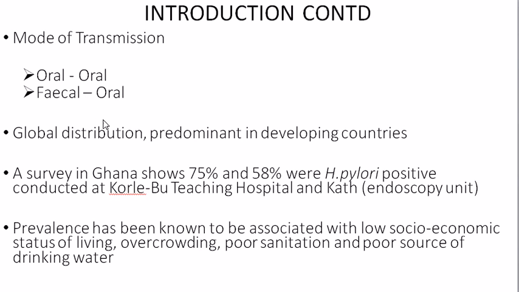And the disease has been known to be predominant in developing countries because in developing countries we have low socioeconomic status of living. Overcrowding is a problem. We have poor sanitation and poor source of drinking water, and all these factors enhance H. pylori infection. And a survey which was done in Ghana proves that 75% of the people who show up complaining of stomach pains tested positive for H. pylori. And we'll actually get to know if abdominal pains have a link or any association at all with H. pylori infection.